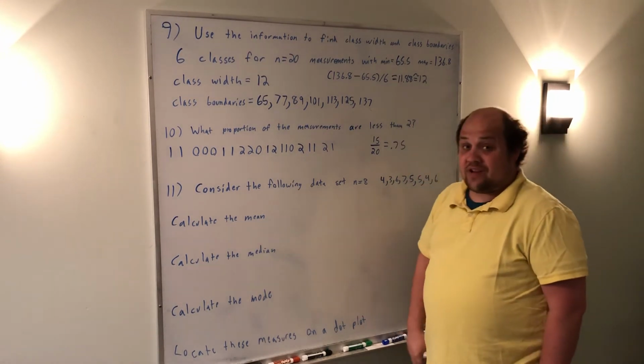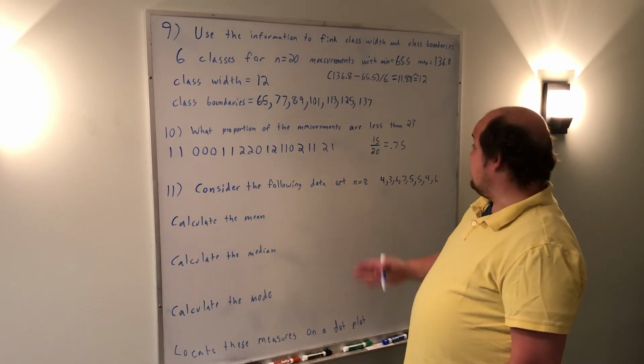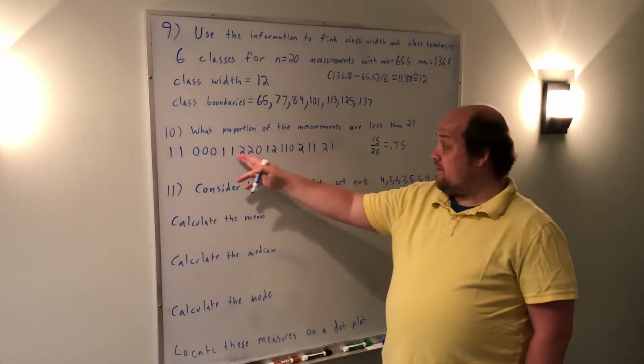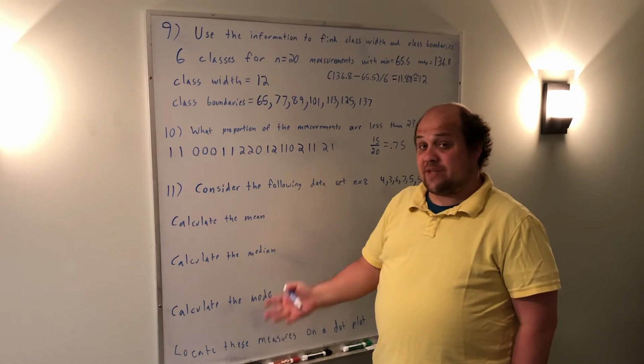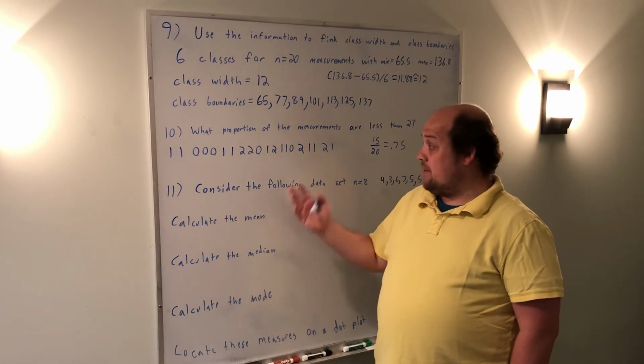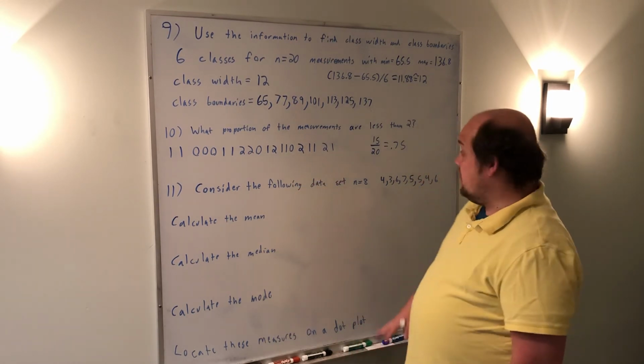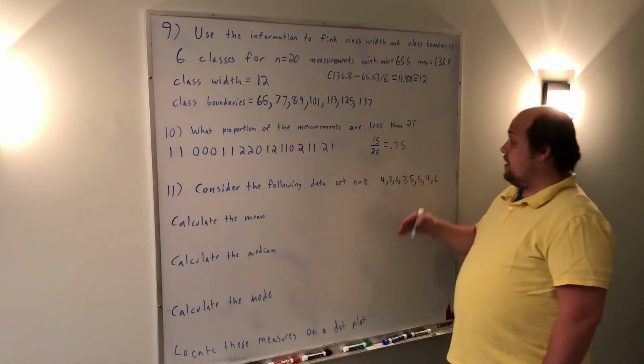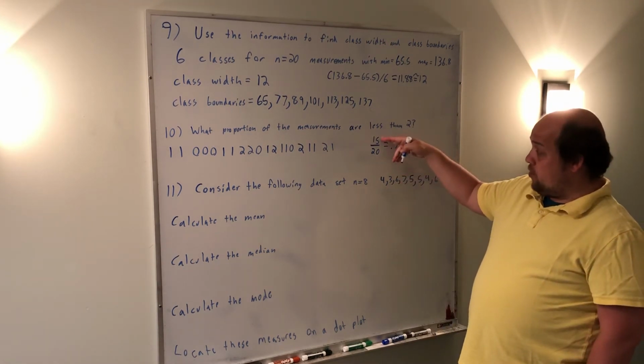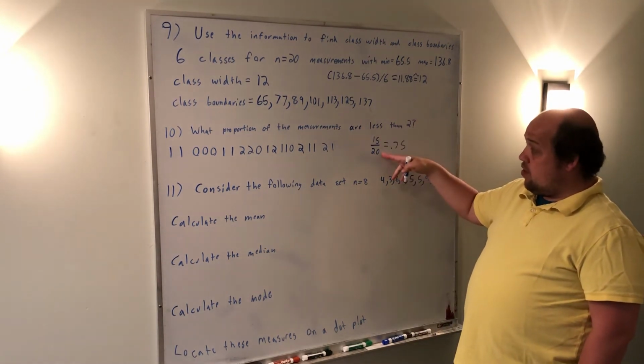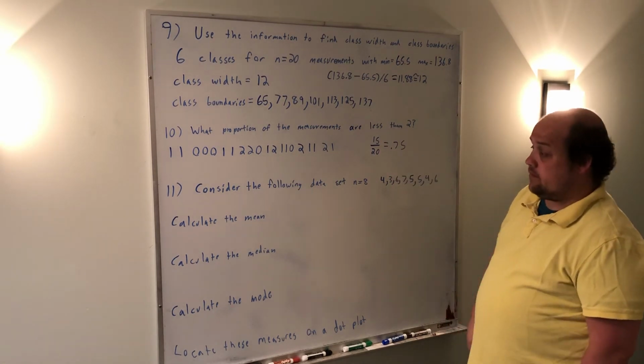I also could have done this by just subtracting out the ones that were 2s. So there's 5 2s. If there's 20 measurements and 5 of them are 2s, that means 15 of them are not 2s. That said, the overall calculation is the proportion that fit what I'm looking for, things less than 2, over the total number in the data set.